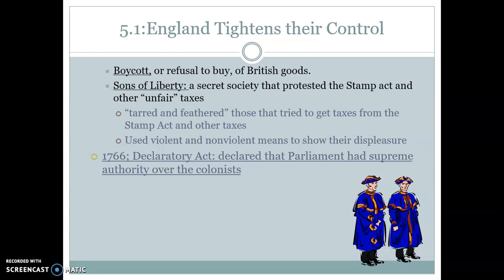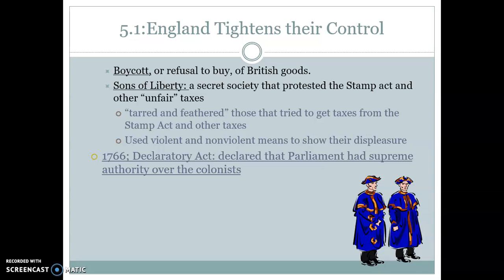with these tax policies. So in 1766, the British Crown begins to get rid of some of these taxes, trying to get the British colonies to relax. But then in 1766, the Declaratory Act was passed, which declared that Parliament had supreme authority over the colonies and the colonists, and that their representative assemblies did not.